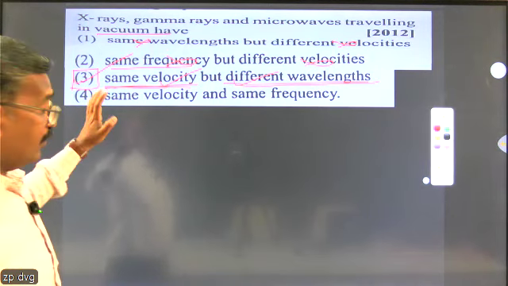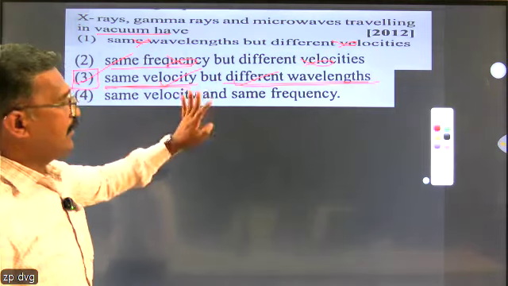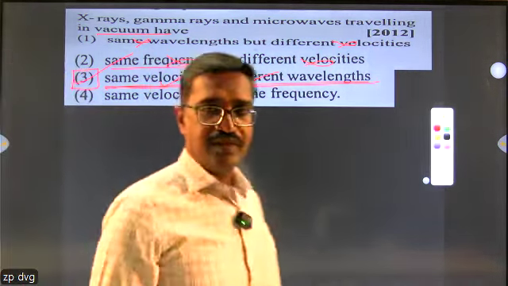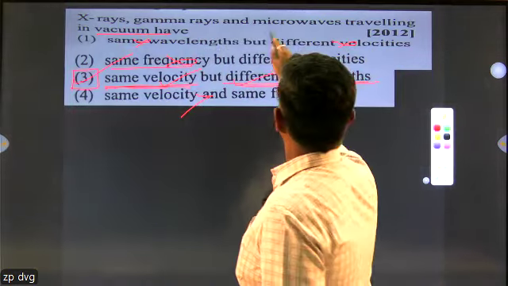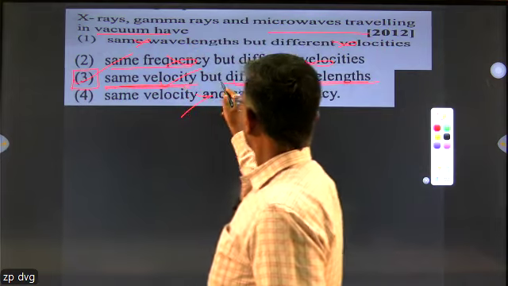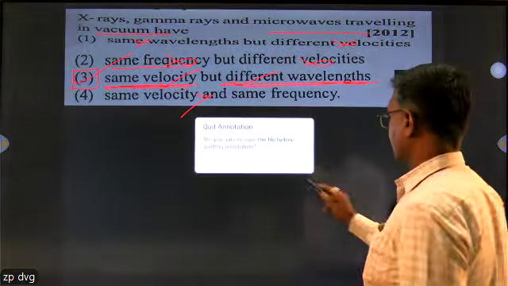Then we can come to a decision. What is the fourth option? Same velocity, correct, and same frequency, that is wrong. So option 3 is correct. X-rays, gamma rays and microwaves traveling in vacuum will have the same velocity but different wavelength. So the third option is correct. We shall now go for the fourth question.